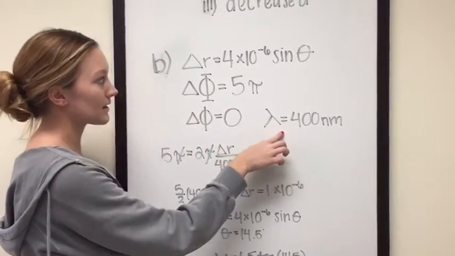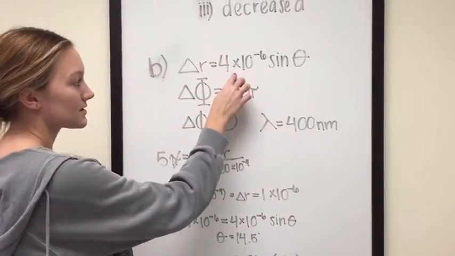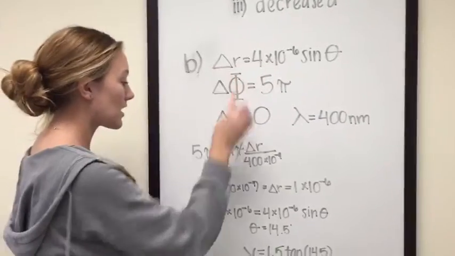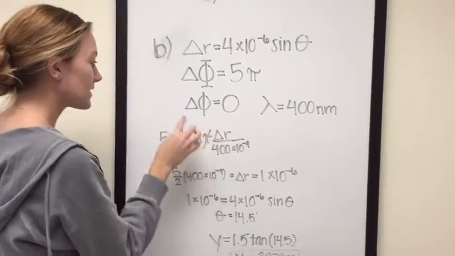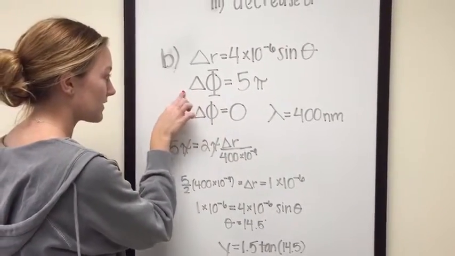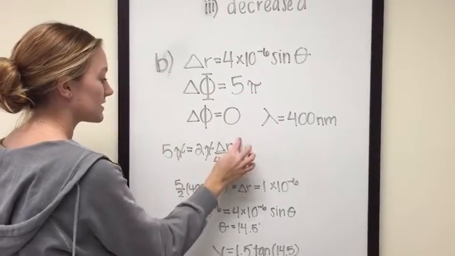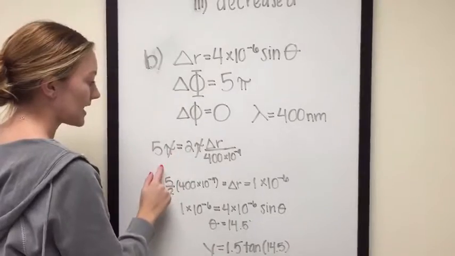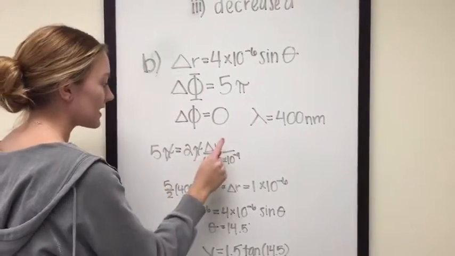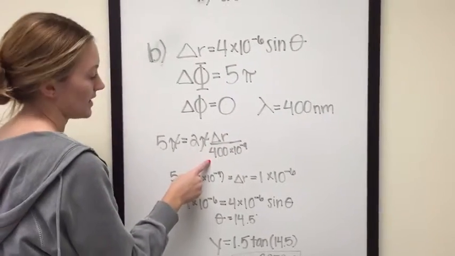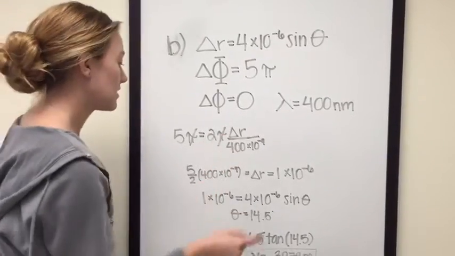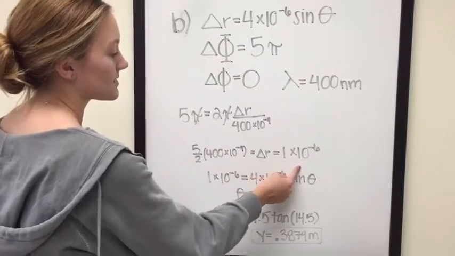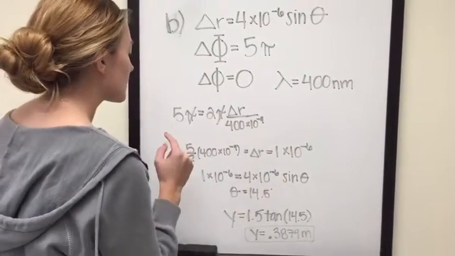We're given the wavelength, and we're given our distance d between the slits, and we can solve for delta r using this equation. Capital delta phi equals 2 pi delta r over wavelength plus delta little phi, and so we have 5 pi equals 2 pi delta r over 400 times 10 to the negative 9th meters, and we solved that and got delta r equals 1 times 10 to the negative 6th meters.